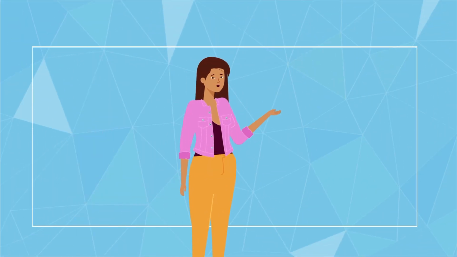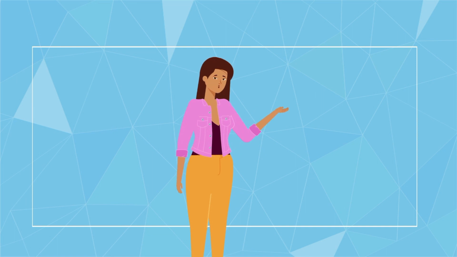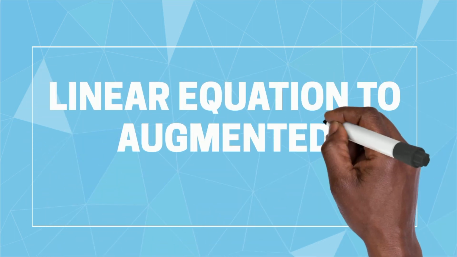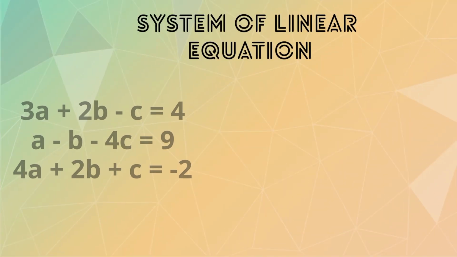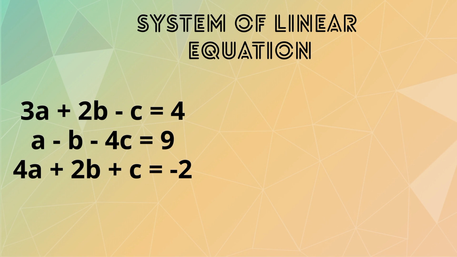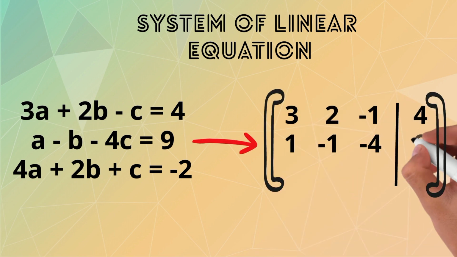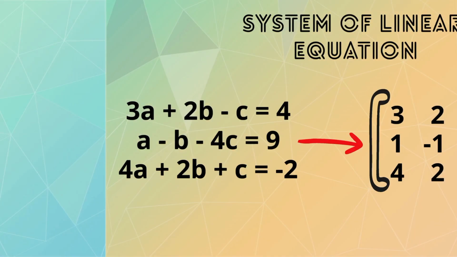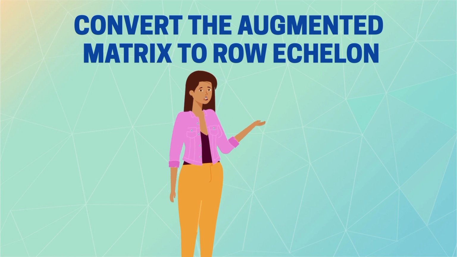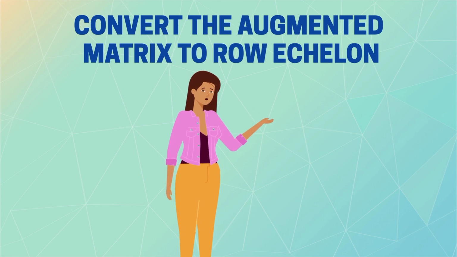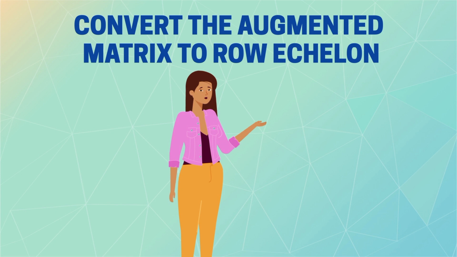Before we go further into Gaussian elimination, let's have a look at how we change a linear equation to an augmented matrix. Below is an example of a linear equation. For changing a linear equation to a matrix, we just take the number in front of each variable. To solve the augmented matrix using Gaussian elimination, we convert the augmented matrix to row echelon form and then do the back substitution. What do we mean by row echelon form?